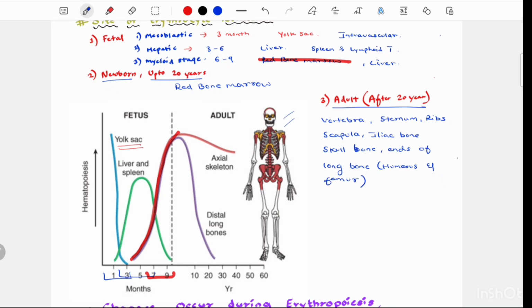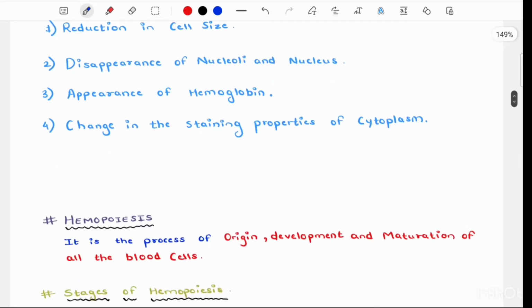So here you can see in this diagram that after 20, membranous bone are involved in erythropoiesis, as the shaft of long bone becomes yellow bone marrow because of fat deposition, and it loses its erythropoietic function, loses the ability to form red blood cells. Suppose if red bone marrow is destroyed, then spleen and liver again will become the important site of blood formation. Okay, so this was all about sites of erythropoiesis.